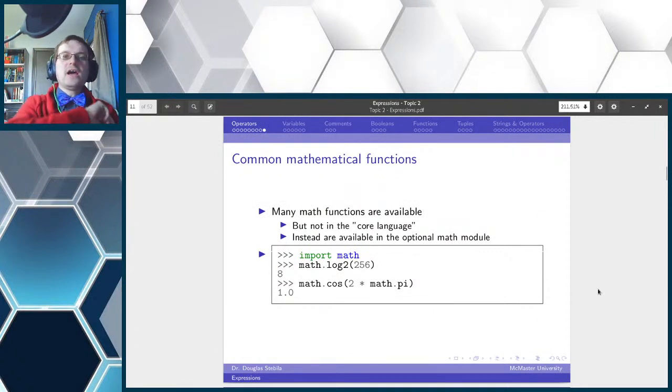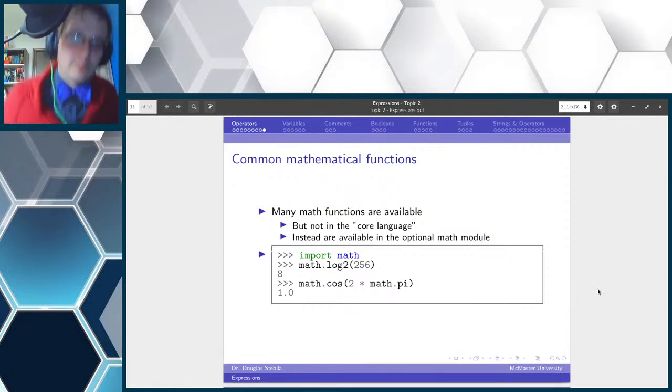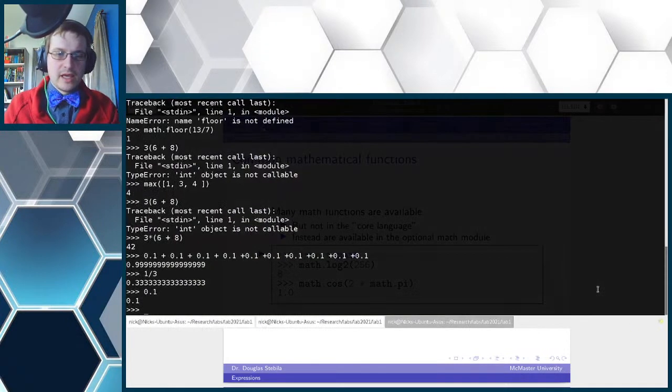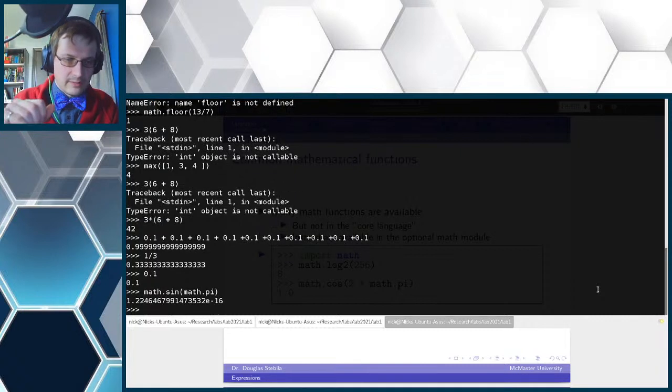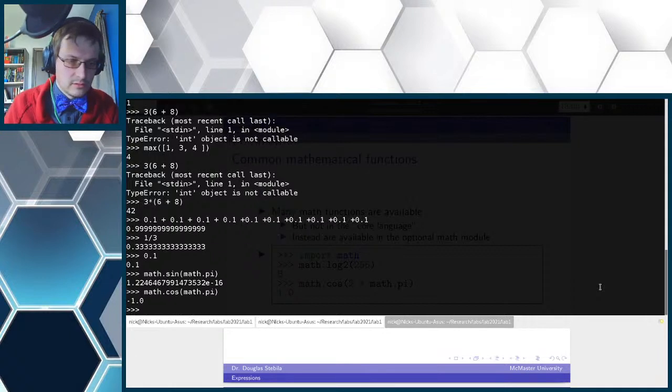So, many of your traditional math functions can be used inside of Python and other programming languages as well. We import the math library. I already imported it to access floor, but if you want to do math.sin, math.pi, for example, there you go. Math.cos. There you go, right?